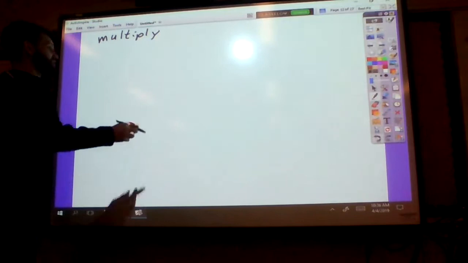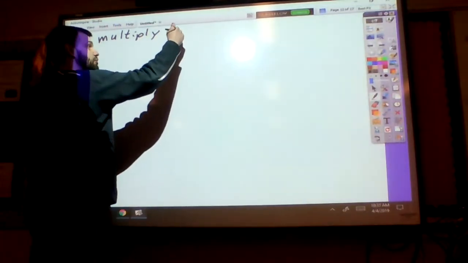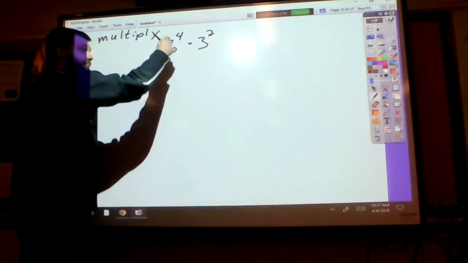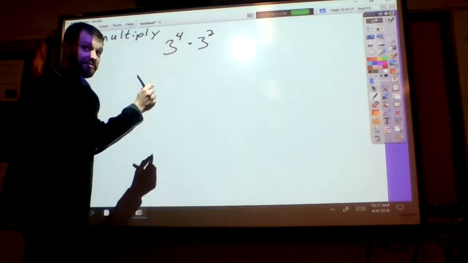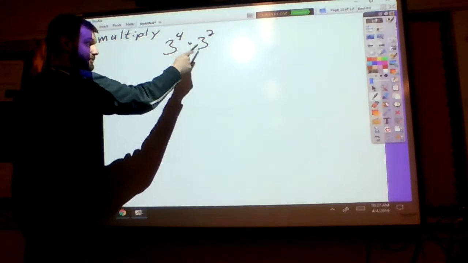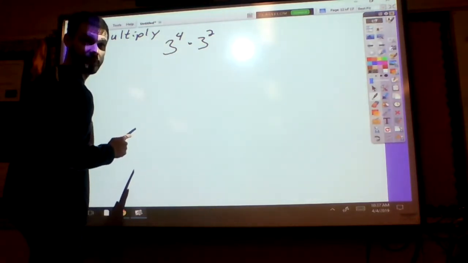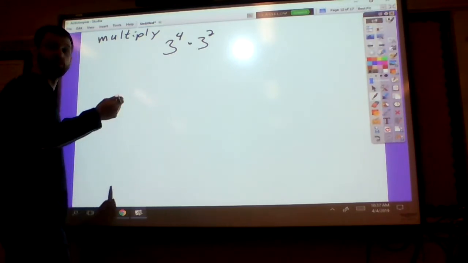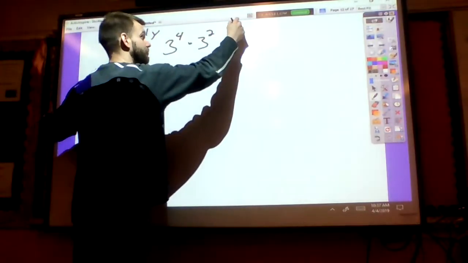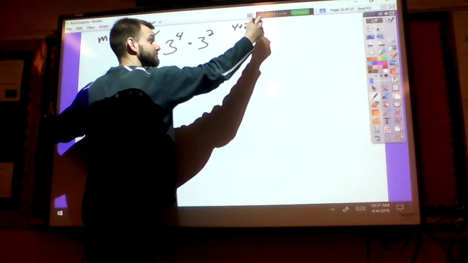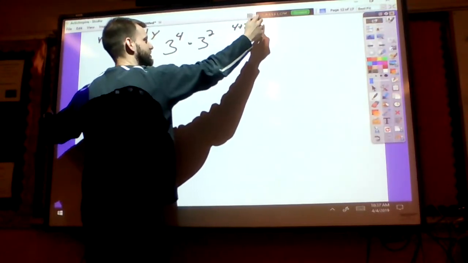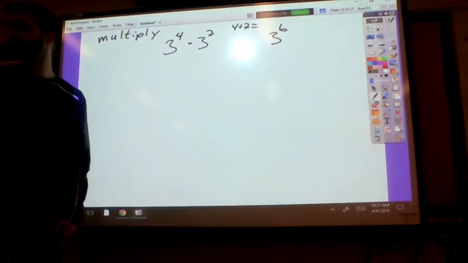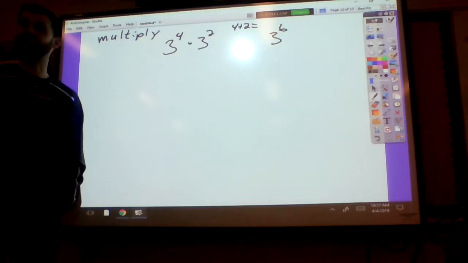All right, the rule of multiplication says that if you are multiplying 2 powers, I've got 2 powers here, that have the same base, the base is 3, that you can do what with the exponents? Add them. We can add the exponents. That's the rule of multiplication. So 4 plus 2 is 6. 3 to the power of 6. Notice that the base has stayed the same, it stayed at 3.